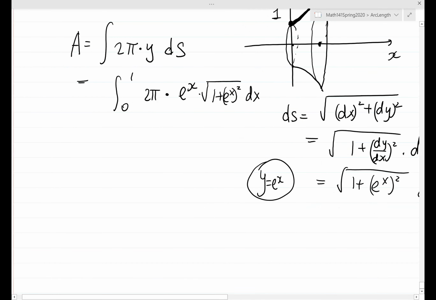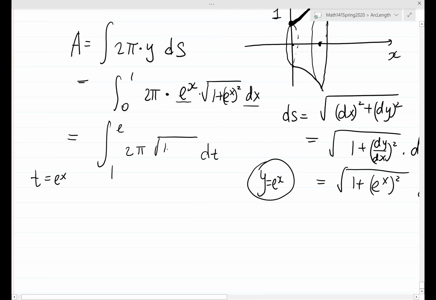Now, let t be e to the x. When x is 0, t is 1. When x is 1, t is e. So we have 2 pi times the integral from 1 to e, since e to the x times dx gives us dt, and the square root becomes the square root of 1 plus t squared dt.